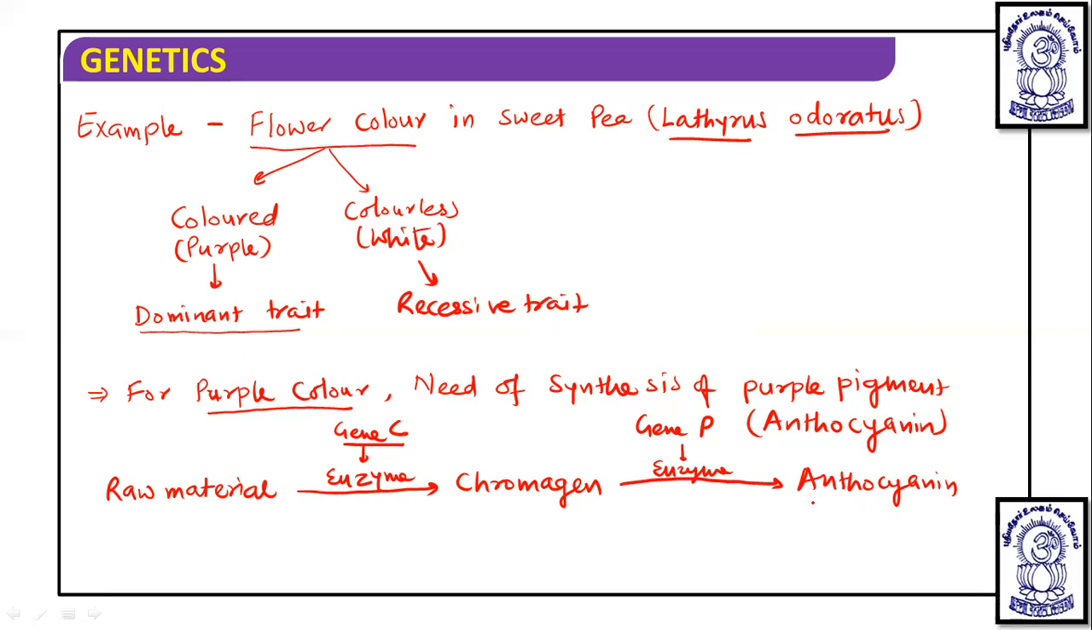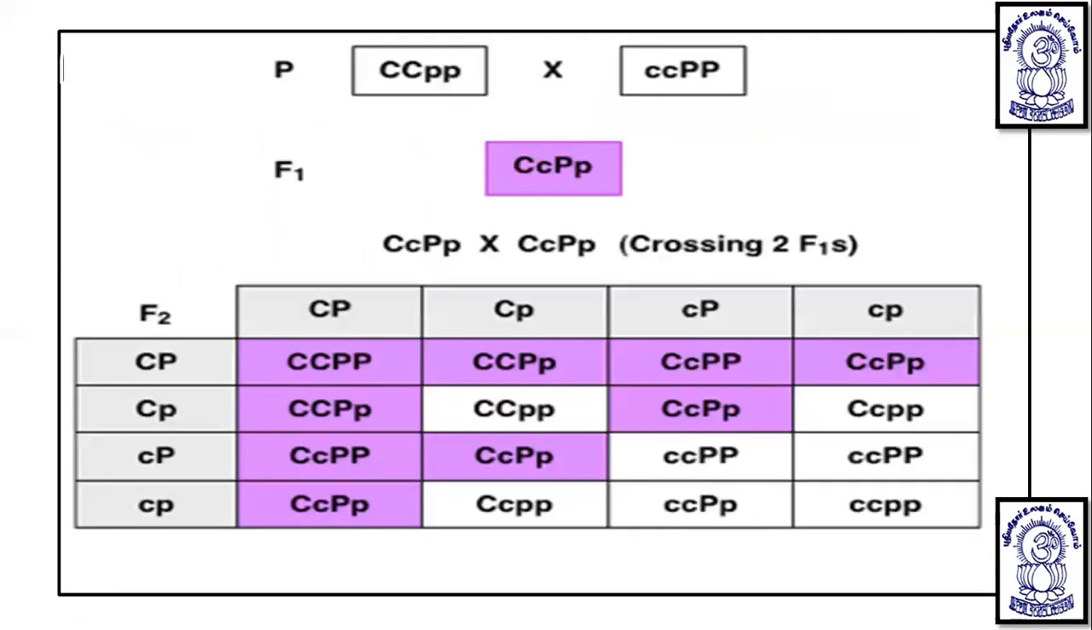So if we make a cross for this, then we can understand. We are going to take a parent that is capital C capital C, capital P capital P. What I told, if both are dominant, it is a heterozygous or homozygous condition. But if C gene is dominant, then chromogen is going to be produced, but P is recessive, so anthocyanin is not going to be produced. So this will show a flower color that is white.